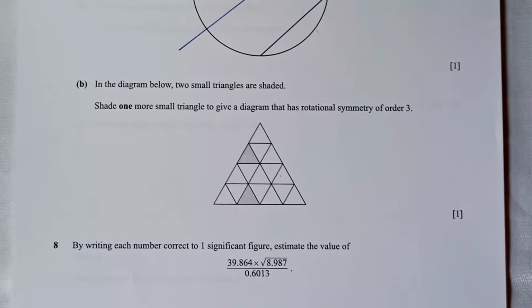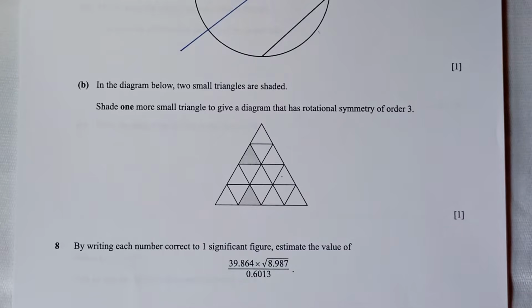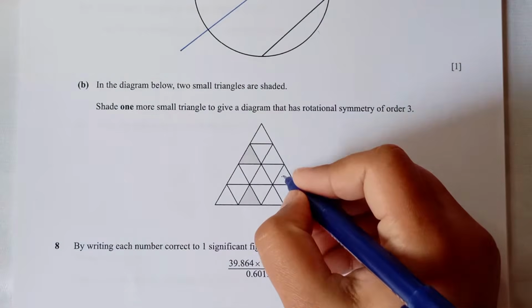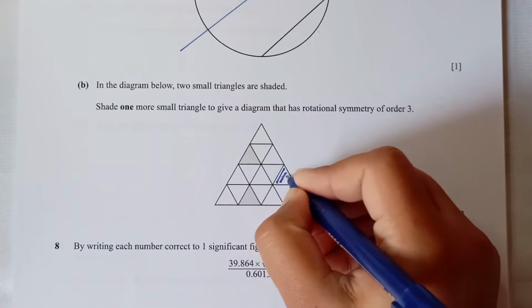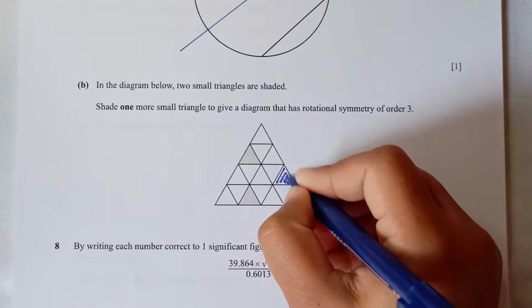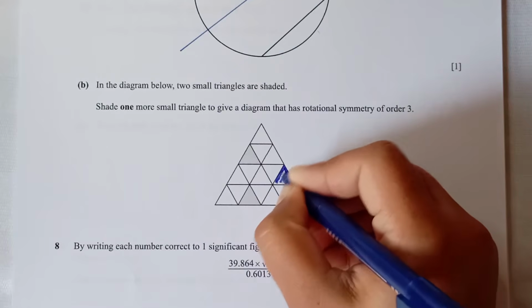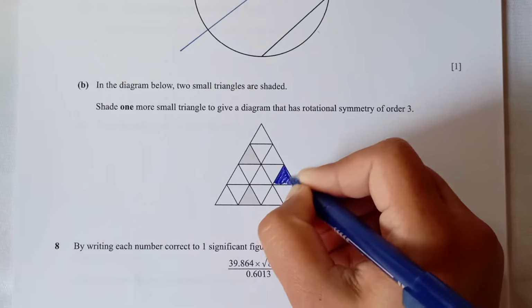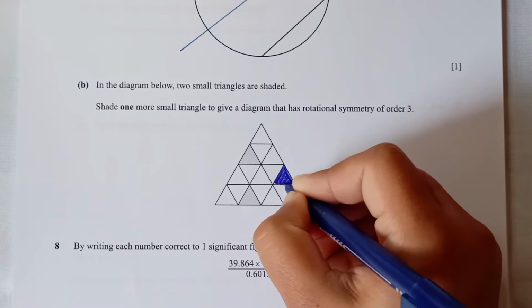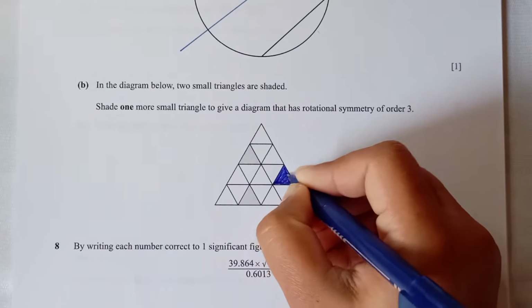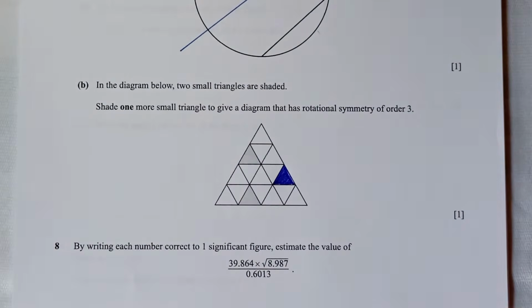Now for the B part, in the diagram below, 2 small triangles are shaded. Shade one more small triangle to give a diagram that has a rotational symmetry of order 3. So by observation, the shaded triangle must be this, so that it has a rotational symmetry of order 3.